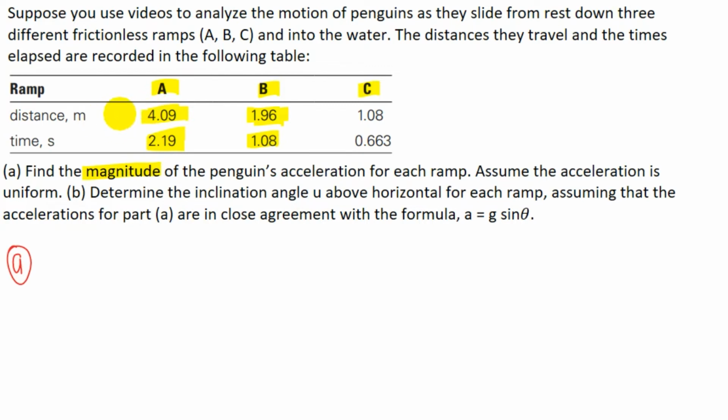Now we are given the distance and the time. So for that we can use this equation: x is equal to x naught plus v naught t plus 1 over 2 a t squared. Since time and displacement are given, that is why we are using this equation.